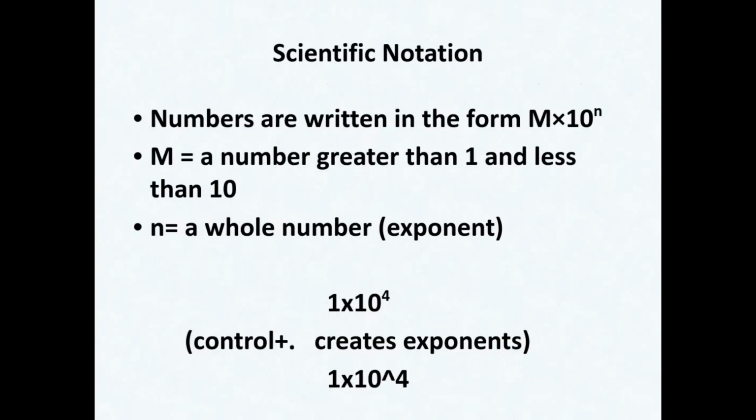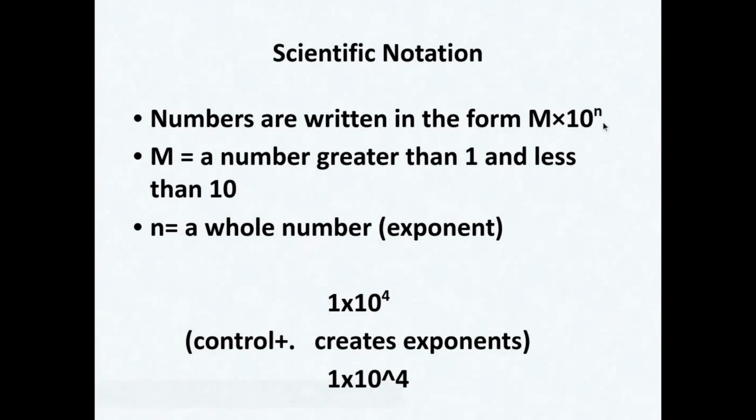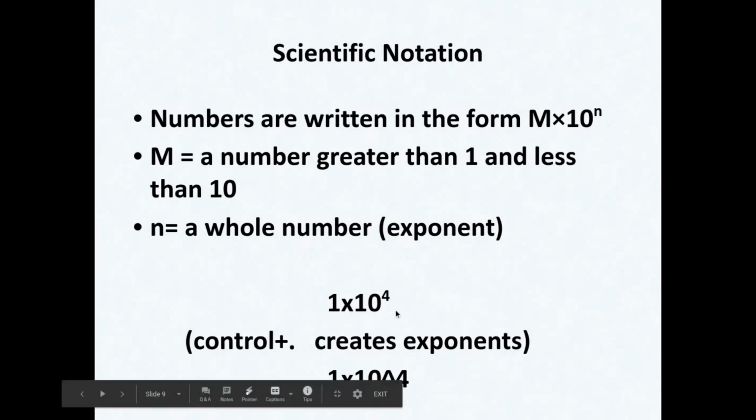So to review, we're going to look at scientific notation. In scientific notation, we're looking at numbers written in the form of m times 10 to the n, or some exponent. Remember that m has to be a number that is between 1 and 9, and the n value, the exponent, also has to be a whole number. So for example, you would have 1 times 10 to the 4th.